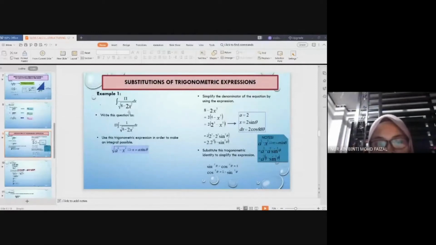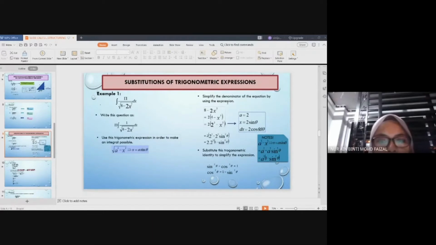If you see something in general, a squared minus x squared, we can use the substitution x equal to a sine theta, because this is minus right over here. So you can simplify the expression into this. You just put pi out of this integral, and then pi integral of 1 over square root of 8 minus 2x squared dx. And then you have to use the trigonometric expression in order to make the integral possible.